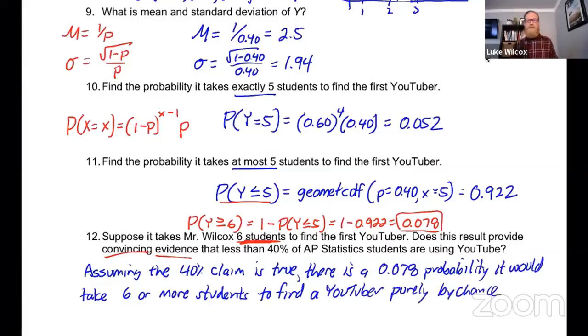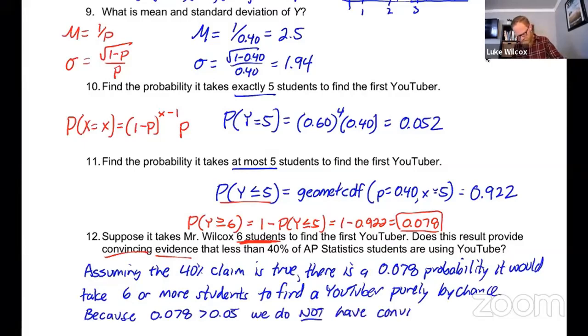Now, this p-value is greater than our alpha level of 5%, which means that we think that this result could have happened purely by chance, assuming that the 40% claim is true. So that's going to change our final conclusion here. Our conclusion now is going to say, because our p-value is greater than 5%, we do not have convincing evidence that less than 40% of AP Stat students are using YouTube.